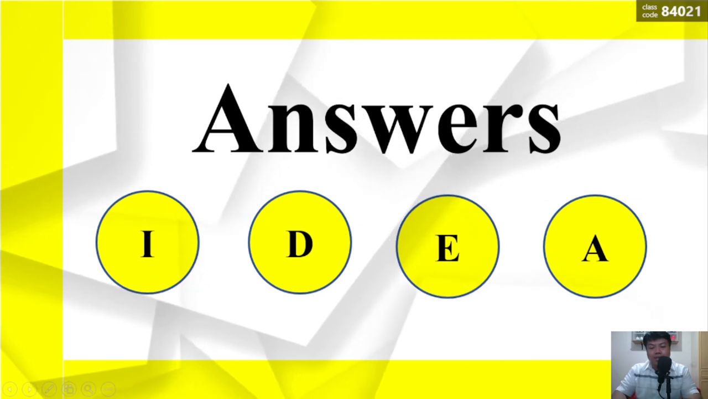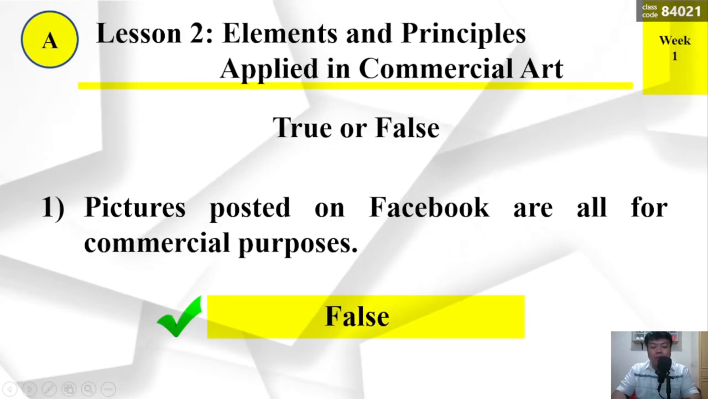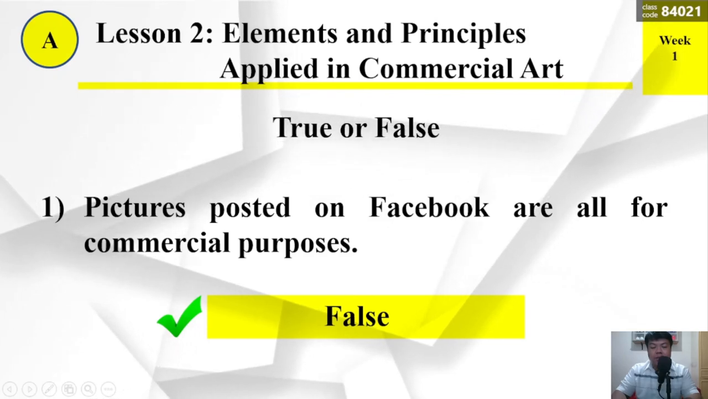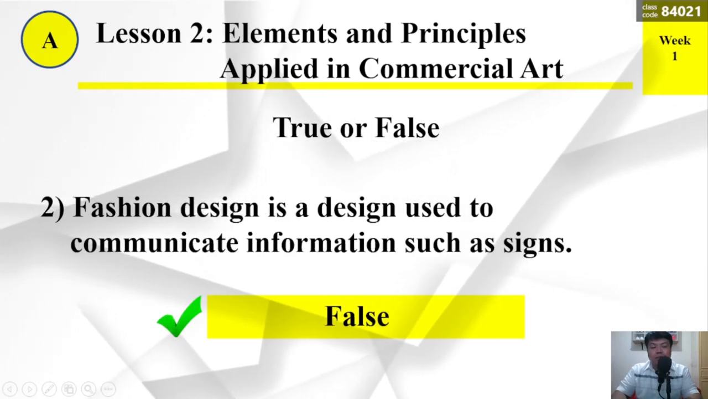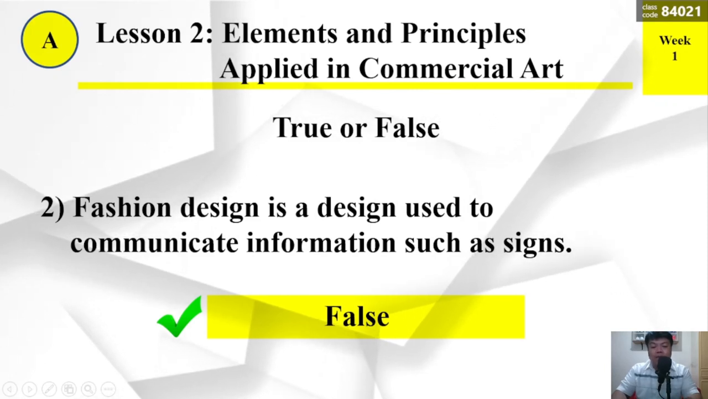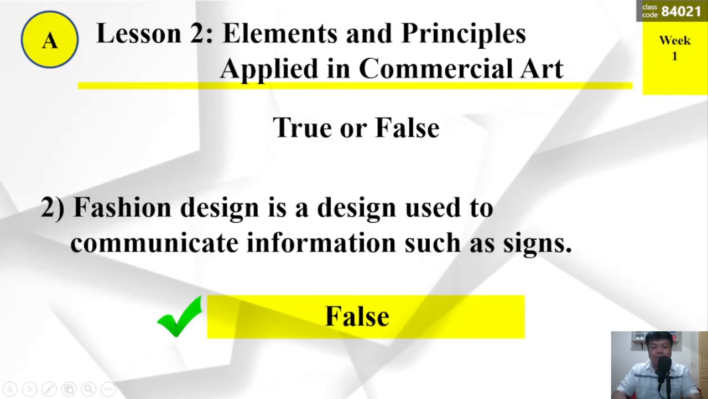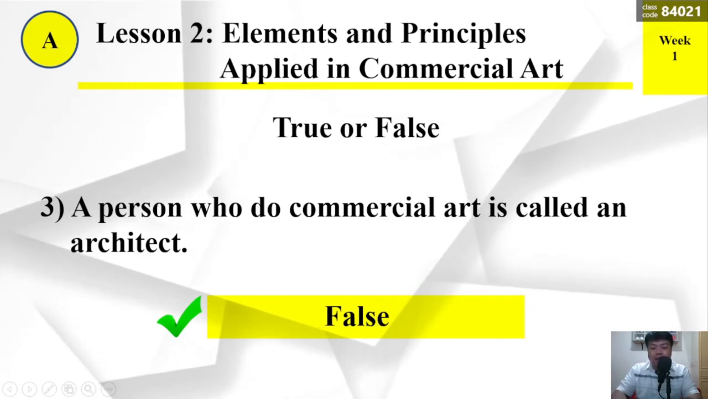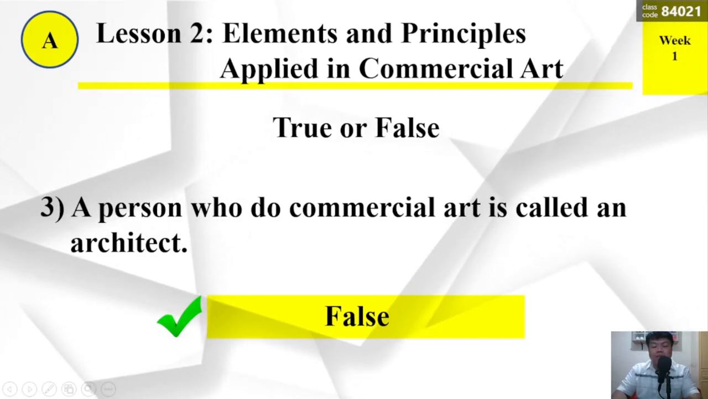Here are the answers. Number 1, pictures posted on Facebook are all for commercial purposes. The correct answer is false. Number 2, fashion design is a design used to communicate information such as signs. The correct answer is false. Number 3, a person who do commercial art is called an architect. The correct answer is false.